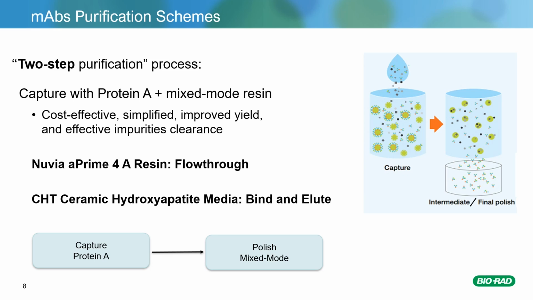In the next slides, I will show you two examples of mixed mode resins being used in two-step purification workflows. The first one will be Nuvia aPrime 4A, a hydrophobic anion exchanger used in flow-through mode. The second will be ceramic hydroxyapatite media. It's a cation exchanger with metal affinity used in bind and elute mode. These are two orthogonal resins with different modalities, used in two different modes of action.